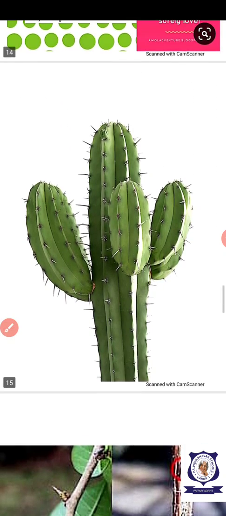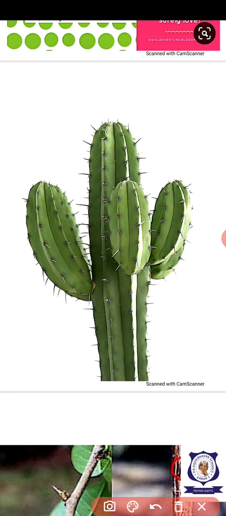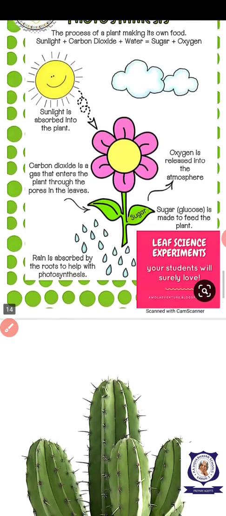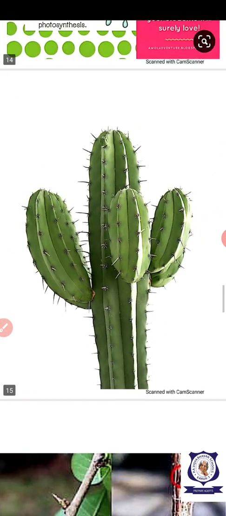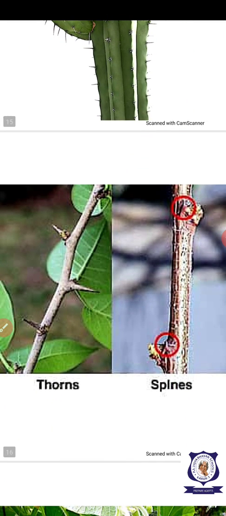Okay, the next one is the food storage. It is also storing the food. So the leaf function and stem function are done by the stem itself. In the cactus it is storing the water and it is also doing the photosynthetic function. Now, the stem's another function is protection.